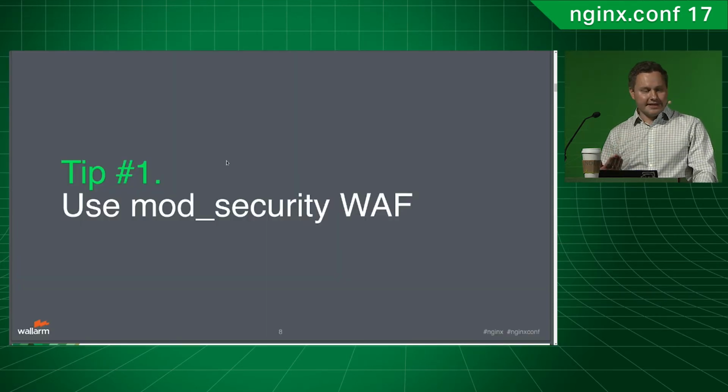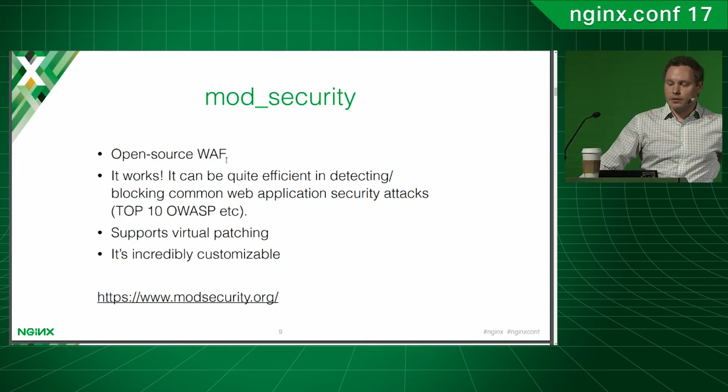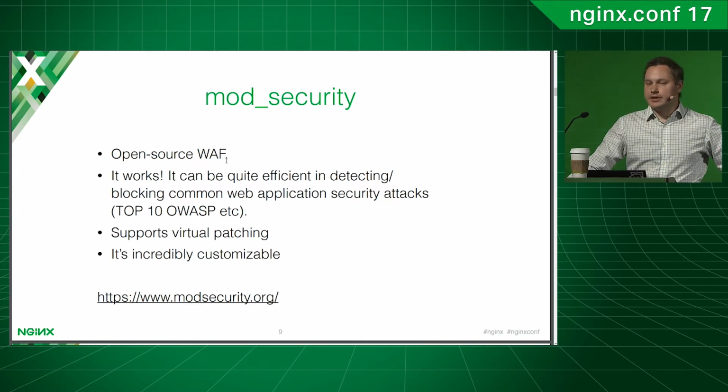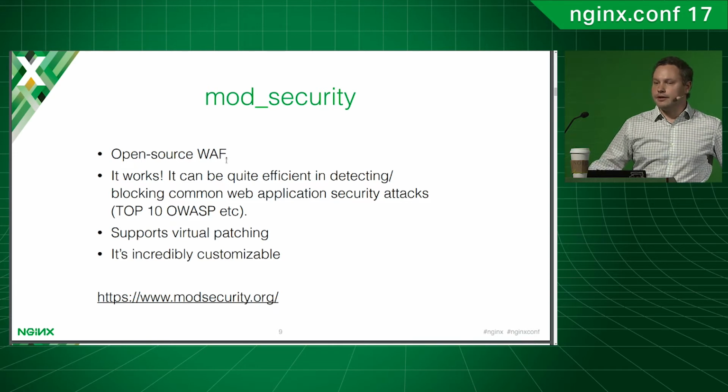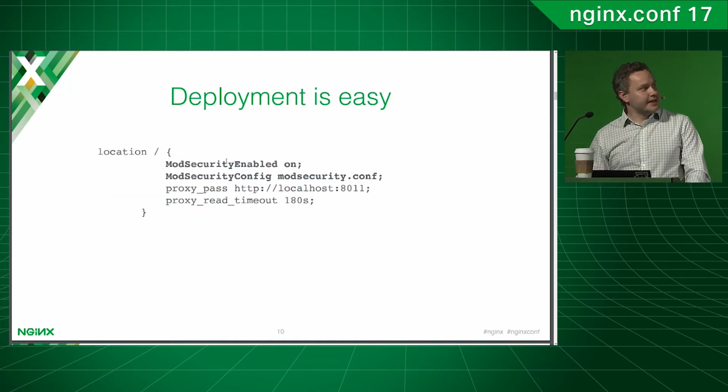So first of all, how to deal with the OWASP top 10 attacks. The obvious answer here is to use a WAF, a web application firewall. The first tip is to use ModSecurity. It's the most popular open source web application firewall with a great community, and I'm a great fan of ModSecurity. It supports so-called virtual patches. When you know that there is a vulnerability somewhere, you can create a virtual patch and block it. It's incredibly customizable.